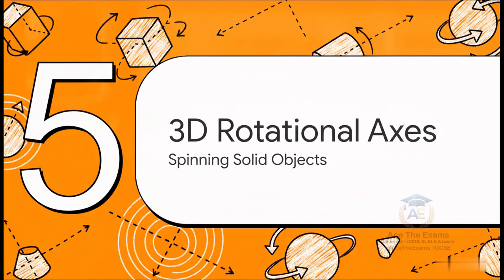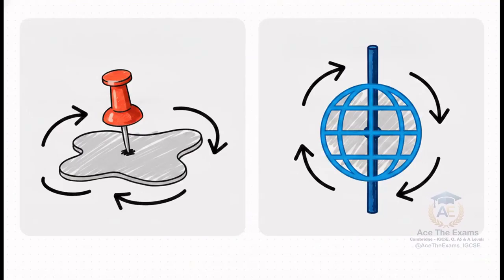Okay, so we've successfully sliced our 3D solids, but now we've got to figure out the rules for how they spin. Welcome to Section 5, 3D rotational axis. Now pay attention, because this is a crucial Cambridge distinction where students so often lose marks. While 2D shapes rotate around a flat central point, remember our imaginary pin, a 3D object doesn't spin on a dot. It spins around a central axis. This is an invisible straight line that completely intersects and passes right through the solid object.